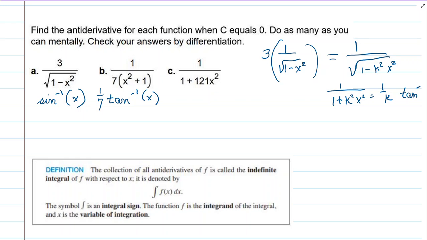All right. So on this one, I'm going to rewrite it so everyone's on the same page. All right. So we know it's a tangent. It doesn't have a square root. Tangent. So we're going to have, and this time we have a k. My k is 11. So I'm going to have 1 over 11 tan inverse of 11x.